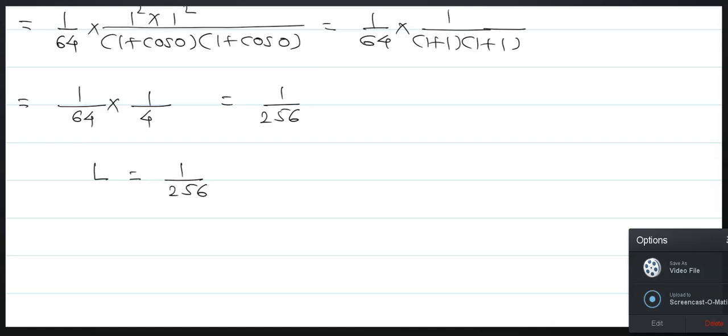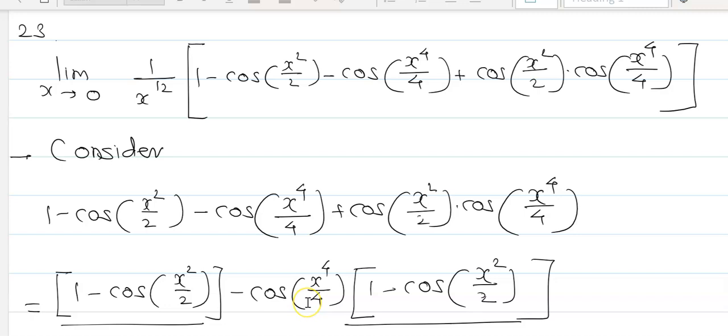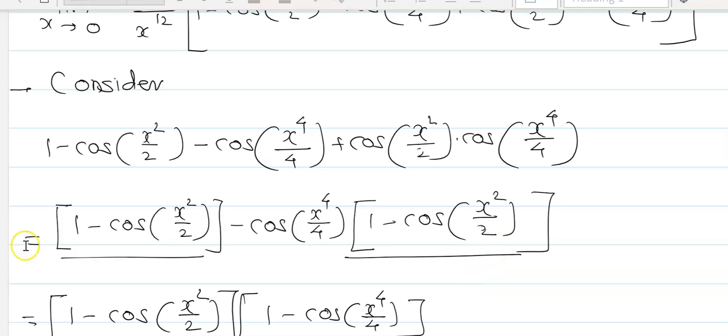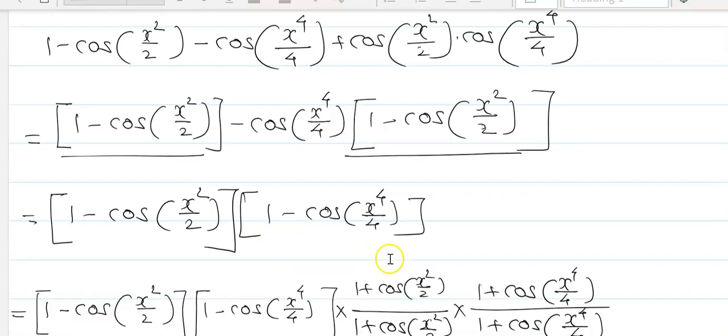Now, let's see here, consider the terms 1 minus cos(x²/2). Now, from this term we are taking the common cos(x⁴/4) times (1 minus cos(x²/2)). From these two terms, we take the common 1 minus cos(x²/2). Then you will get 1 minus cos(x⁴/4).